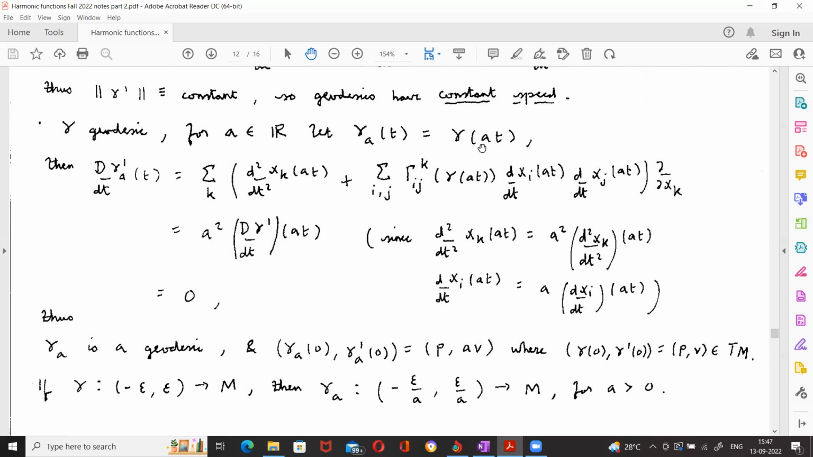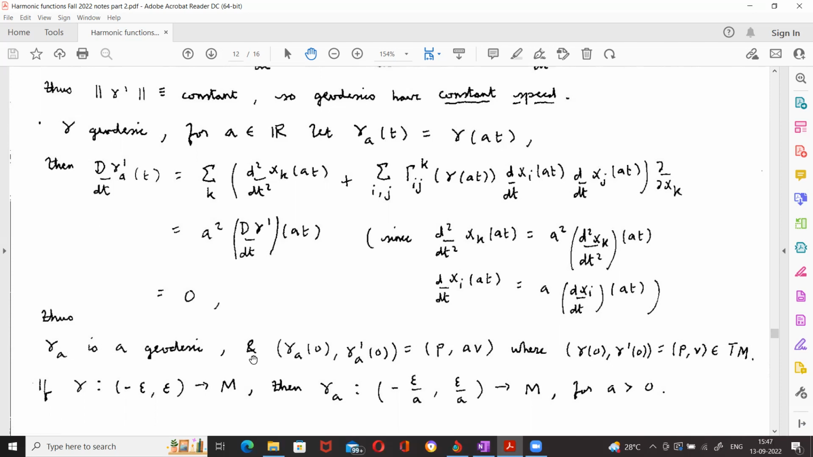So a rescaling of a geodesic is also a geodesic. Rescaling in the time variable. But what changes is that the initial position is going to be the same. Gamma A of 0 is going to be the same as gamma of 0. The initial velocity will change.